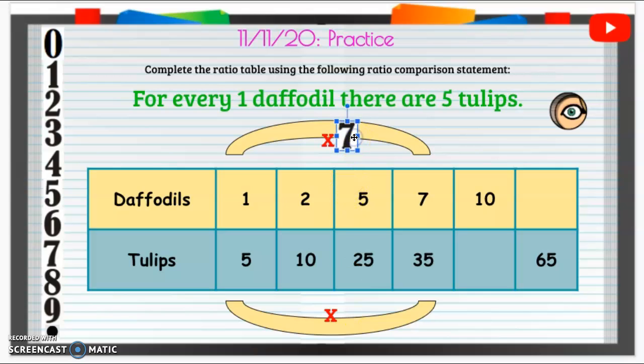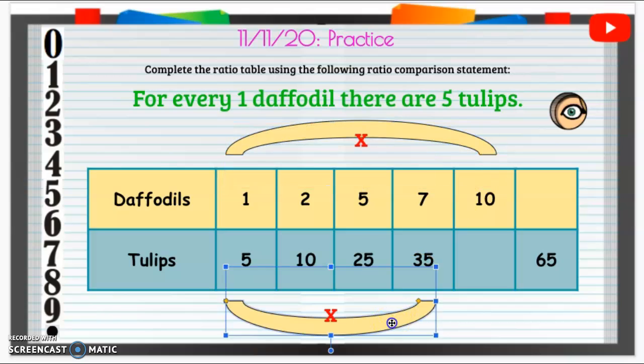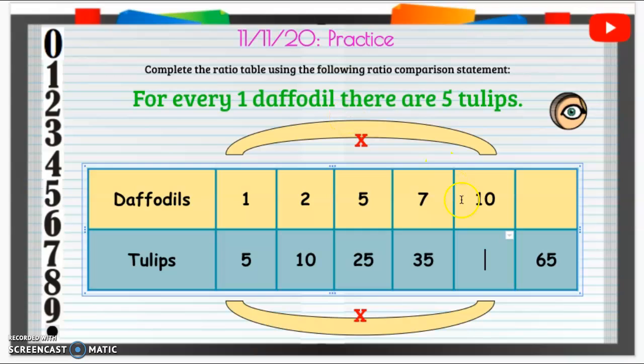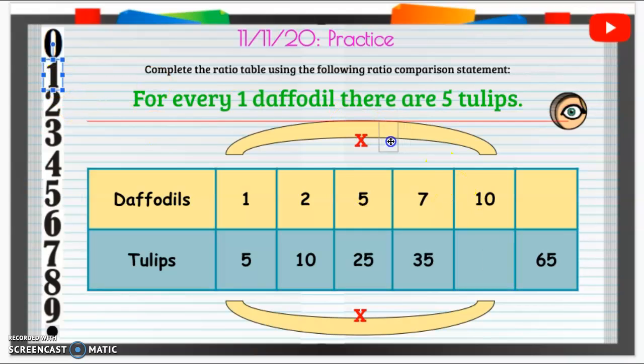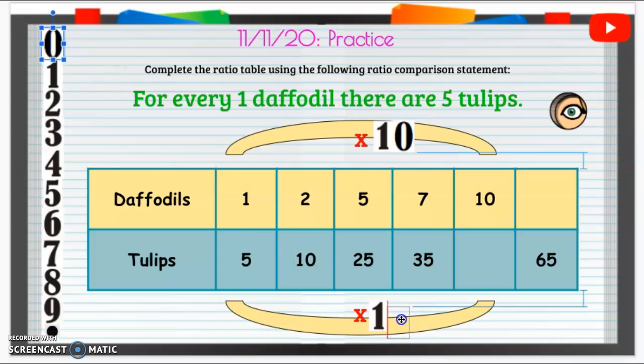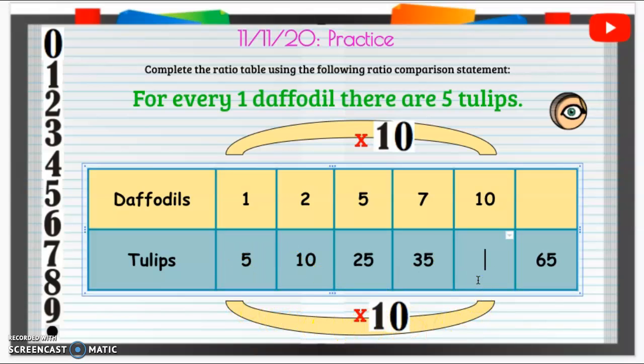All right, let's move it on over. I have a 10 here. And then I have a blank here. So how do I get from 1 to 10? Well, I multiply by 10 here. All right, so now if I multiply the top by 10, I must multiply the bottom by 10. So what is 1 times 10? That is 10. 5, follow this rainbow, times 10. 5 times 10 is 50. All right.